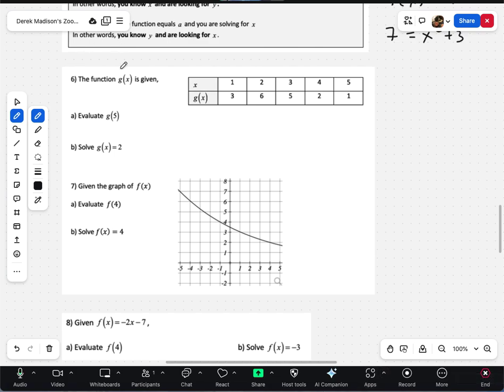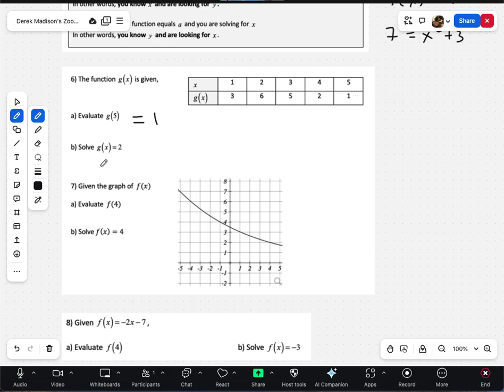So given the function g of x, and it doesn't have to be f, it can be any letter that's denoting the function. F and g are kind of the two most common generally. So the function g of x is given, so there's our inputs and our outputs. Evaluate g of 5. So the 5 is replacing x, so that means we're looking for when x is 5, what's the output, and that would be 1 right there. So when the input is 5, the output is 1.